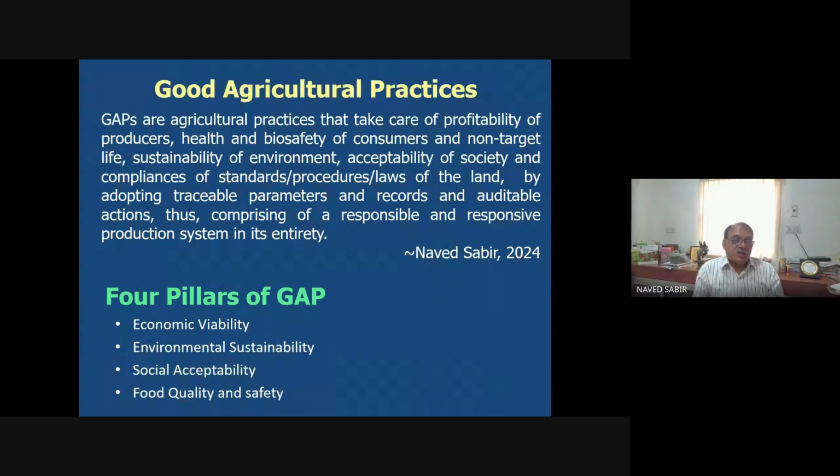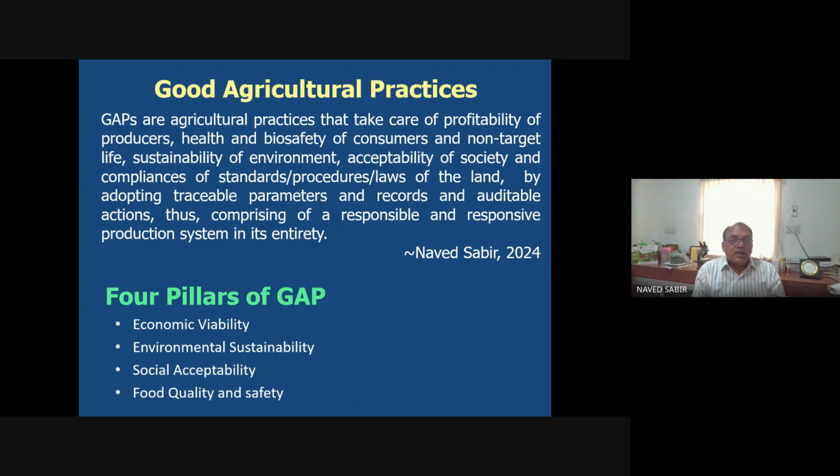Responsive because it responds to the society, to the legal system, to the people at large, to the complaints, and to the redressal of the complaints for the workers, the health and safety of the workers, and the family at large. So that is why good agriculture practices are in line with the Sustainable Development Goals of the United Nations. You all know there are 17 Sustainable Development Goals of the United Nations.